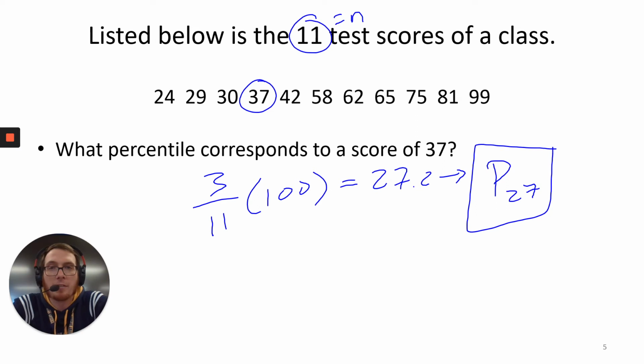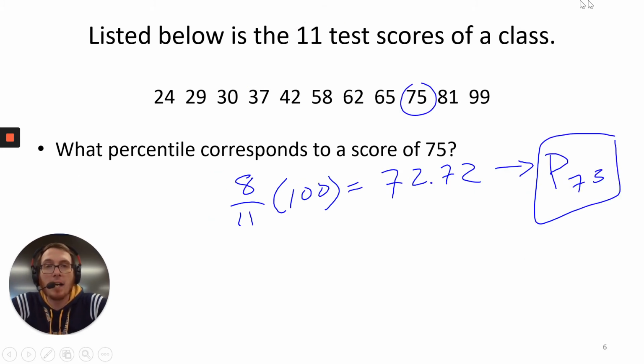Okay, percentiles. This is looking at 11 test scores for a class. So n is 11. I'm looking for the percentile that corresponds to a score of 37. So here's 37 right here. 37 is the 4th data point in, and so there are 3 numbers less than 37. That would be 3 over 11, because 3 out of the 11 numbers are less than 37, times 100 to make it a percent. I get 27.2, round to the nearest percent, and I get P27.